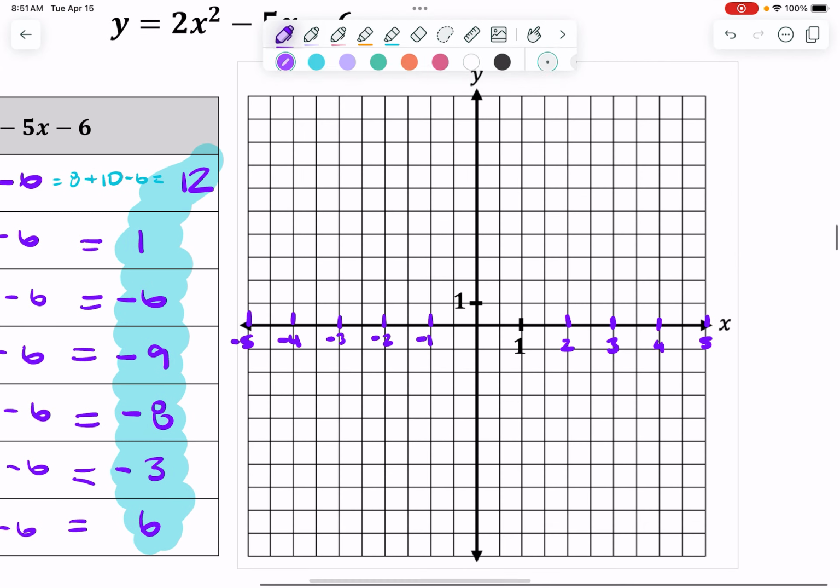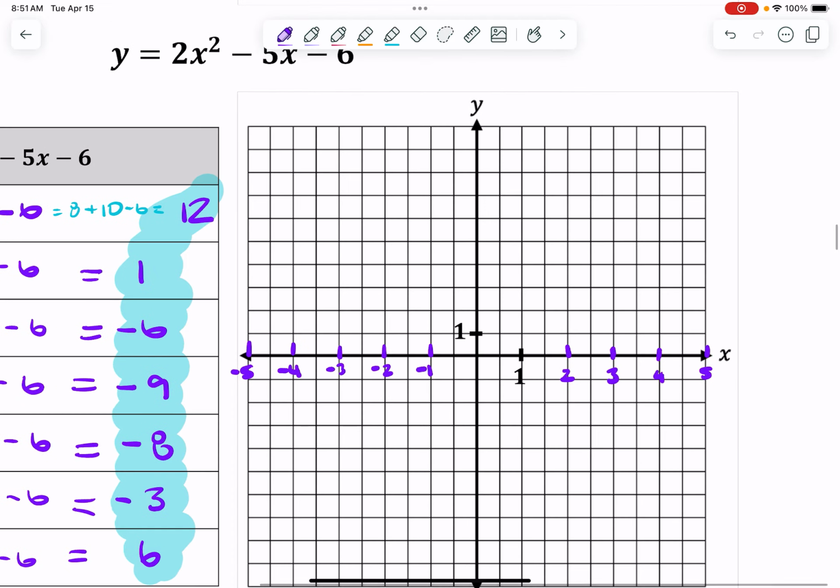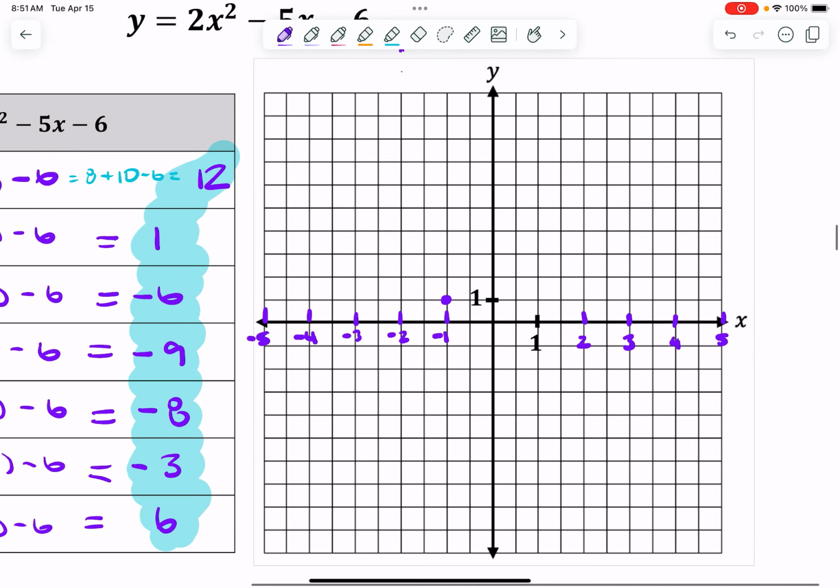All right, welcome back. So when I take a look at this, my first point, -2, 12, is actually too high for the graph. I mean, theoretically, it'd be up here, but it doesn't fit on the side. So I'm just going to move on to the next one. Next, I have -1, 1. Then I have 0, -6. I have 1, -9. I have 2, -8. I have 3, -3. And I have 4, +6.